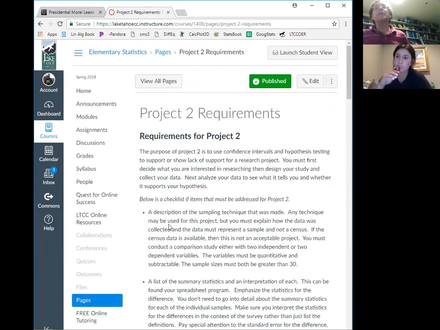So I'm going to read through this, give you ideas of what's going on. So first thing, the purpose of Project 2 is to use confidence intervals and hypothesis testing to support or show lack of support for a research project. Does that make sense? You must first decide what you're interested in researching, then design your study and collect your data. Don't collect your data and then start deciding. That's actually unethical, it turns out. You can't do a hypothesis test by looking at the data.